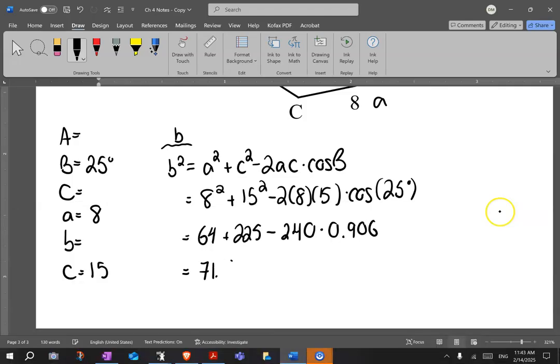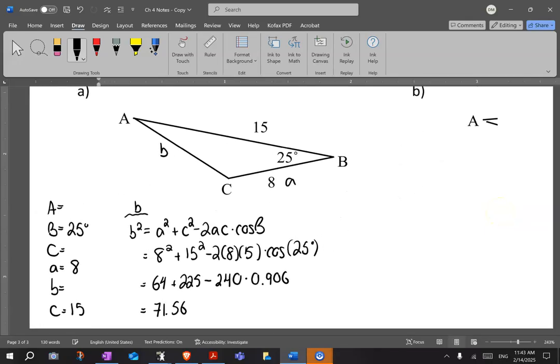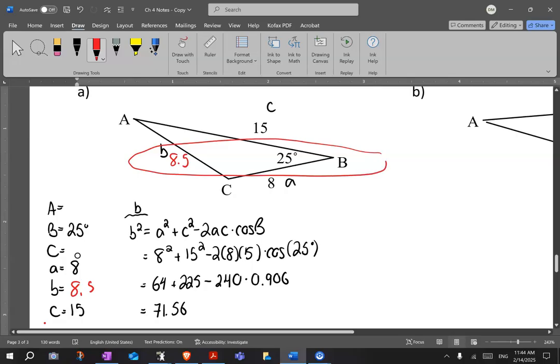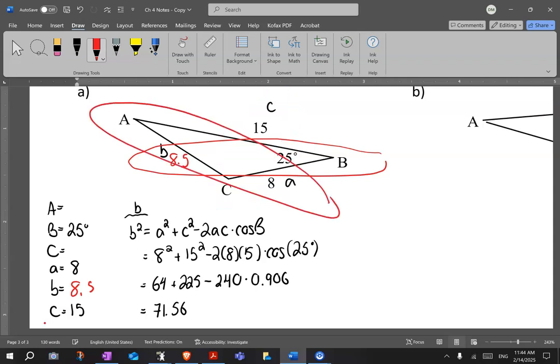Which gets me approximately 8.5. So now that I know, what do I know? This side B is approximately 8.5. I could use the sine law. I have now a full pair of B's, so I have a partial of C, so I could find C, and I have a partial of A's, so I could find A.